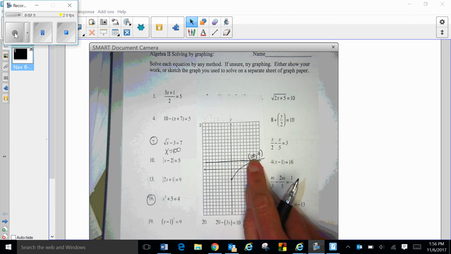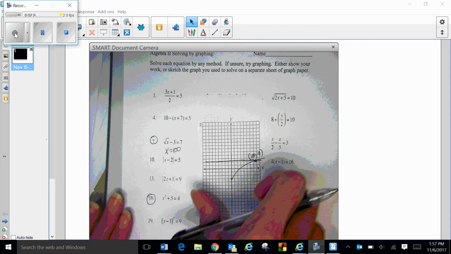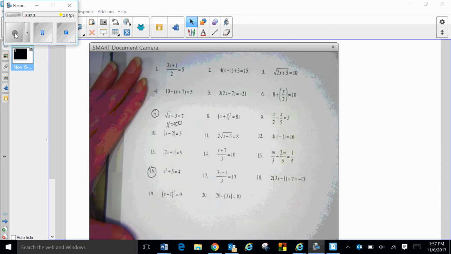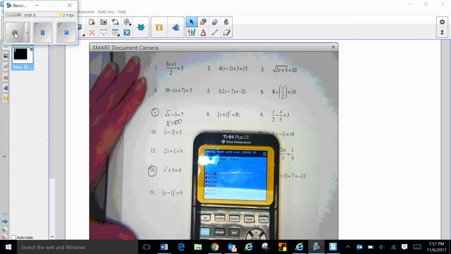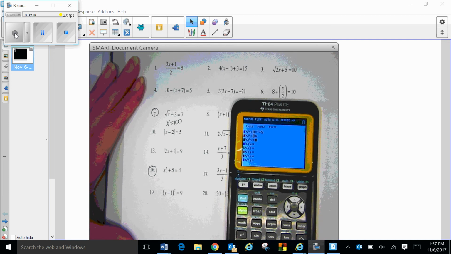Looking at number 16, if you need to look at that more, you can pause it. I'm going to do the same idea. I'm going to go back to my y equals and graph this. Square plus 5 in one of them equals 4, so 4 in the next one. And then I'm going to hit, oh, my graph is way off right now. Let's zoom 6 to get back to a standard graph. And there is my graph.